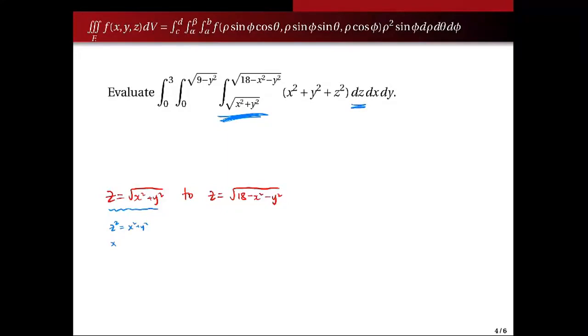So that's a portion of an elliptic cone. Your z is positive, so you are only taking the upper part of the elliptic cone. And then for this guy here, this looks like a sphere. So a portion of the sphere.